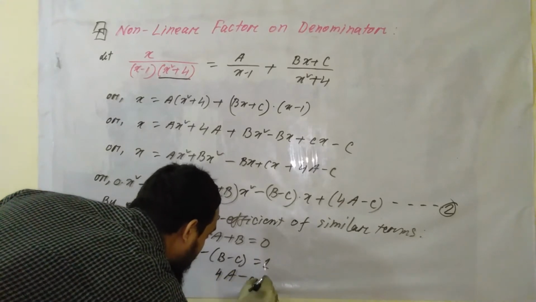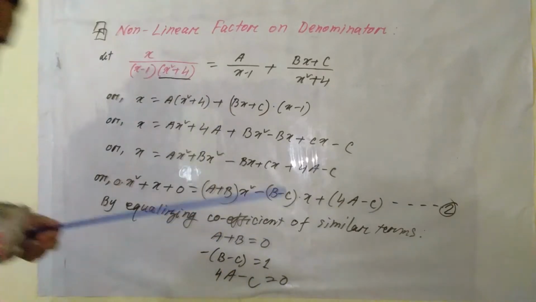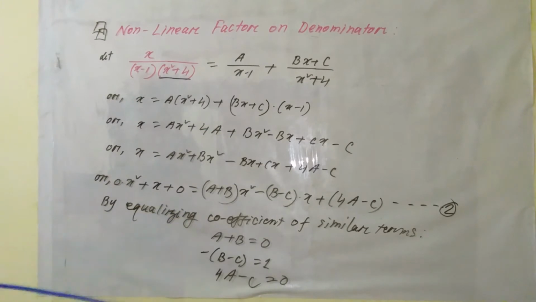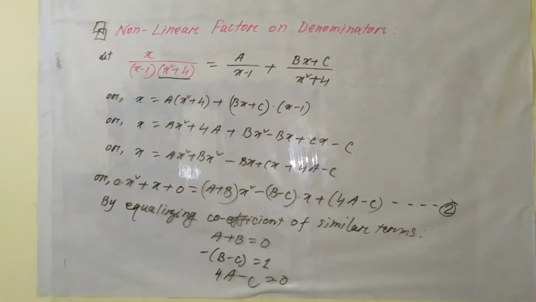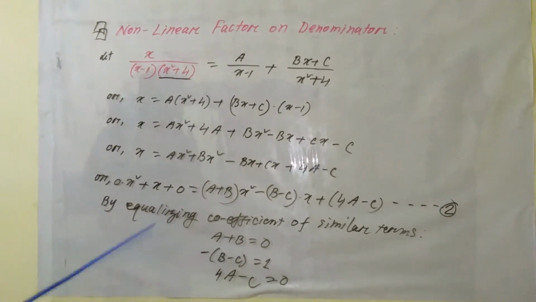4a minus c is equal to 0. Now we need to find the value of a, b, c using these three equations. Okay, so let's move to find the value of a, b, c to reach our destination of the partial fractions. Here we're not getting any idea how to find the value of a, b, c.